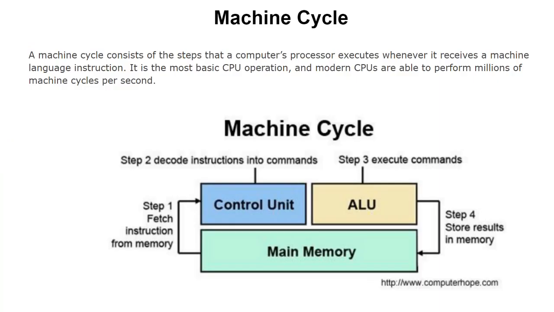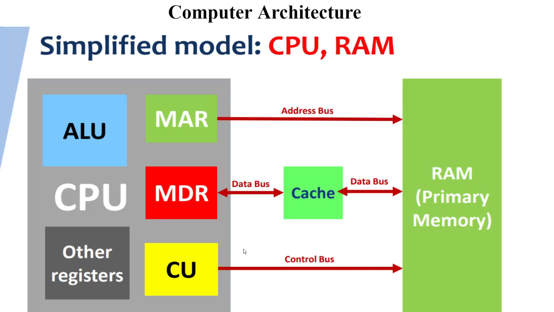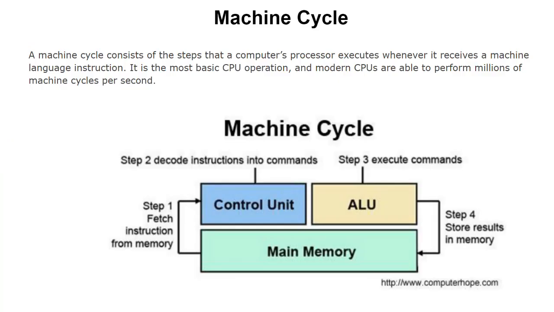This is the machine cycle. Basically it takes us through the steps. Step 1, fetch the instruction from memory, main memory, or primary memory. All these are fancy terms, but they almost always mean RAM, or random access memory. So in the machine cycle, it fetches the instruction from main memory and decodes the instruction into commands.